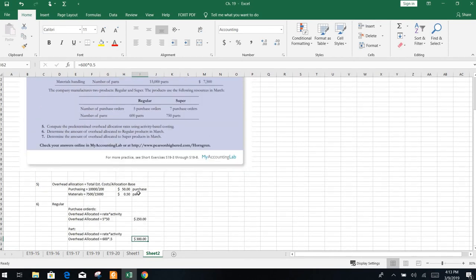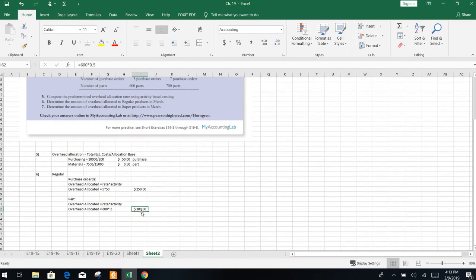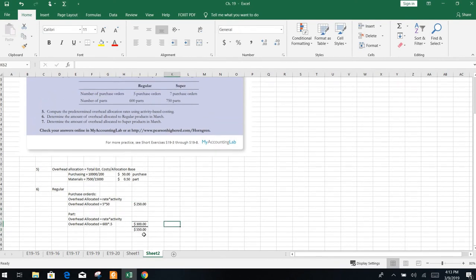And then, of course, we have to add both of these activities together because they both incur a cost. So we want to know the total allocated to that. So let's add those together, and that's auto sum here. And so for the regular, they incurred $550 of overhead allocated. So that's number 6.